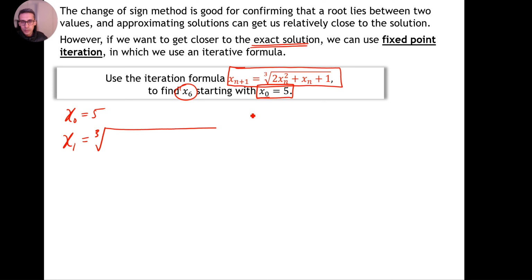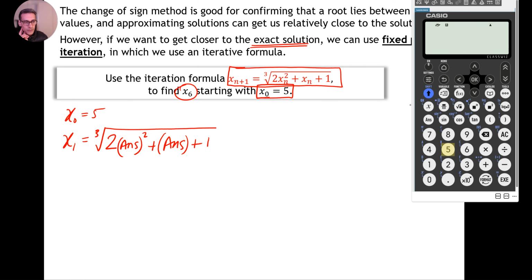We know the first term is 5, so it's going to be 2 times answer squared, answer meaning the previous term, plus the previous answer, plus 1. Now in this case, answer in both cases is 5, so that goes into your calculator, and then we're just going to put that in now.